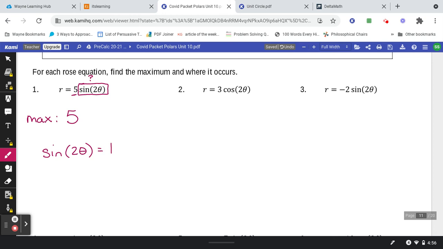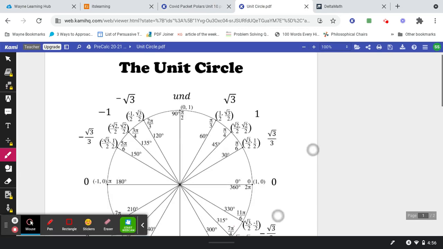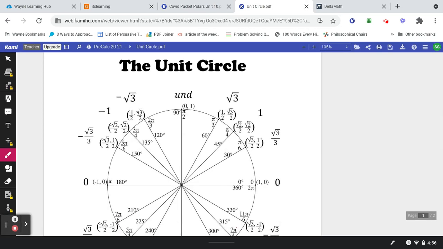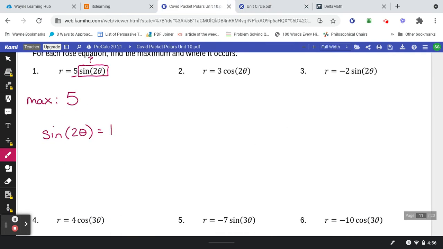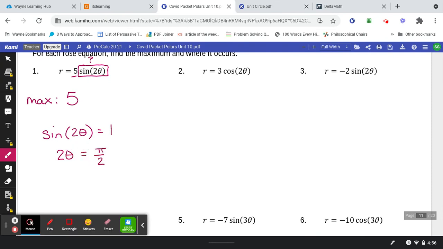So I'm going to switch over to my unit circle and look for where sine is 1. Sine is the y value. And I see that happen right up here at pi over 2. So pi over 2 is what I'm going to write as part of my equation. And what I have left is 2 theta equals pi over 2.